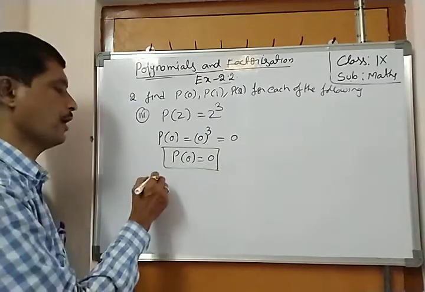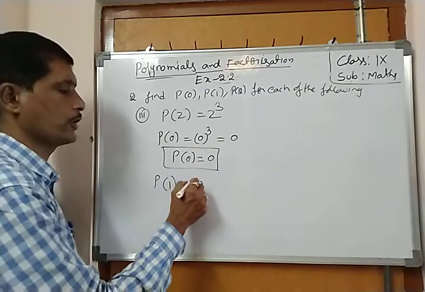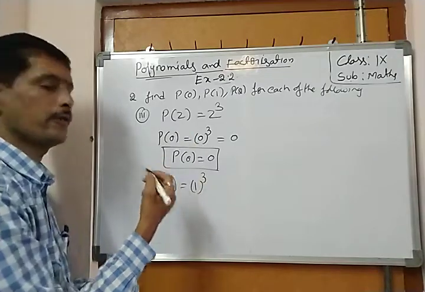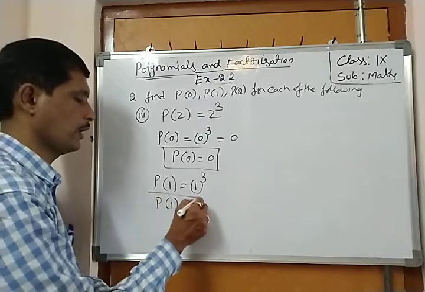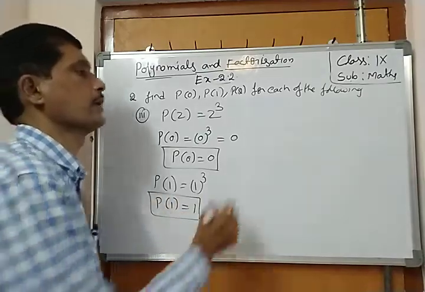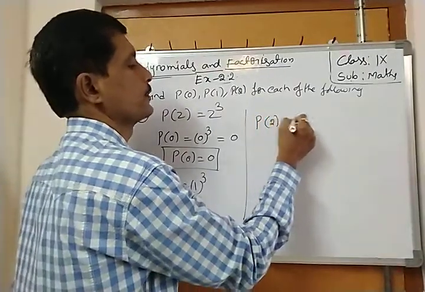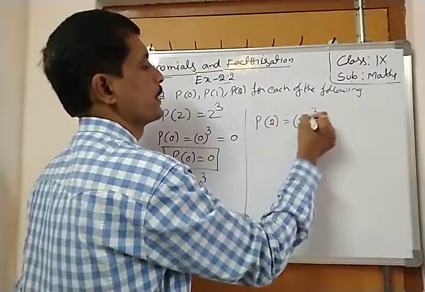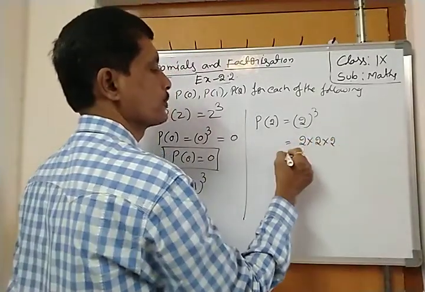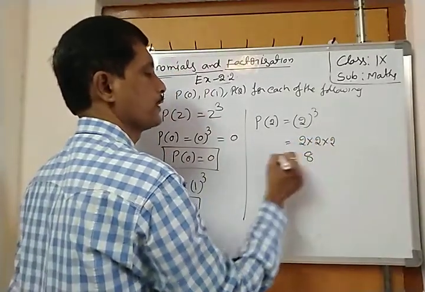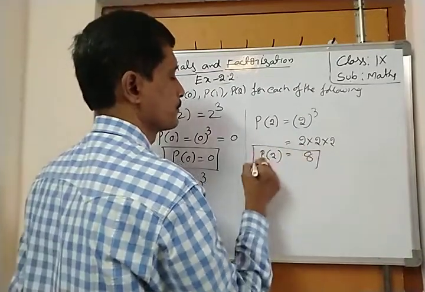Next one is P of 1, that equal to 1 whole cube. 1 into 1 into 1 multiplied any number of times is again 1 only. Therefore P of 1 equal to 1. Next one is P of 2, that is 2 whole cube. That is 2 into 2 into 2. 2 2s are 4, 4 2s are 8. Therefore P of 2 equal to 8.